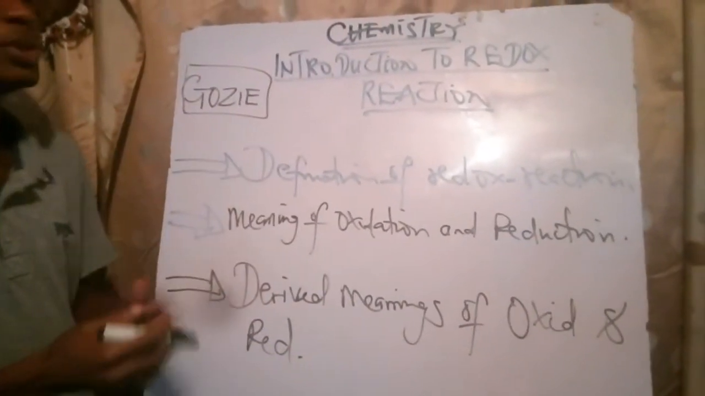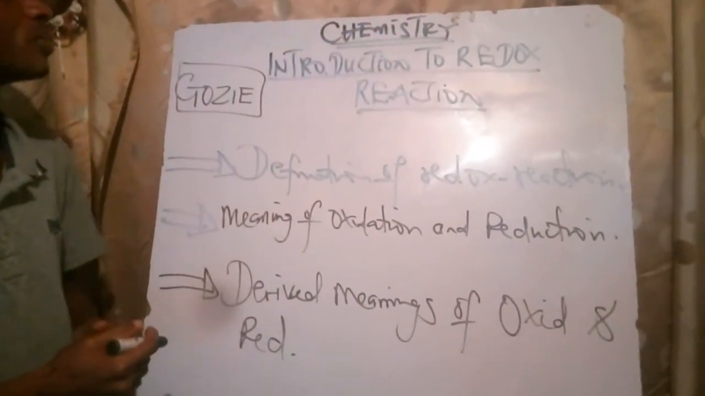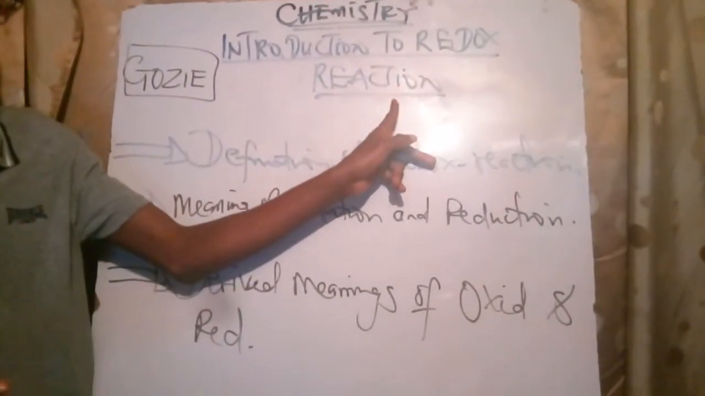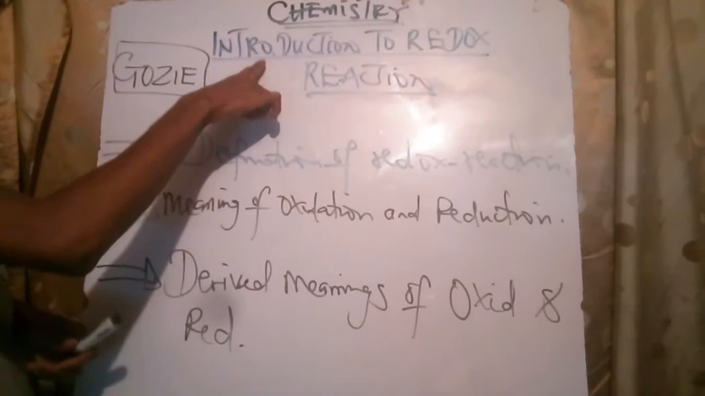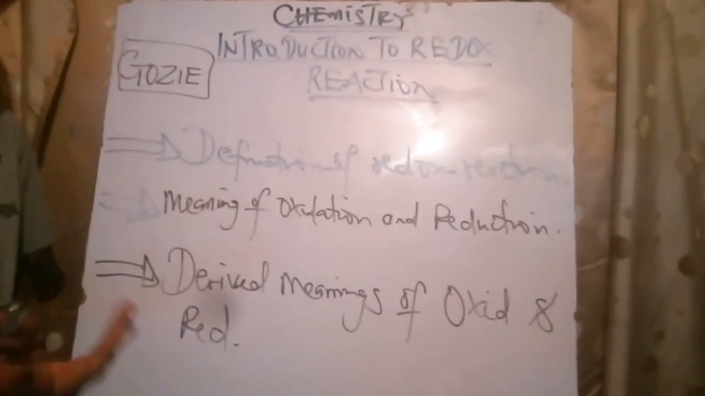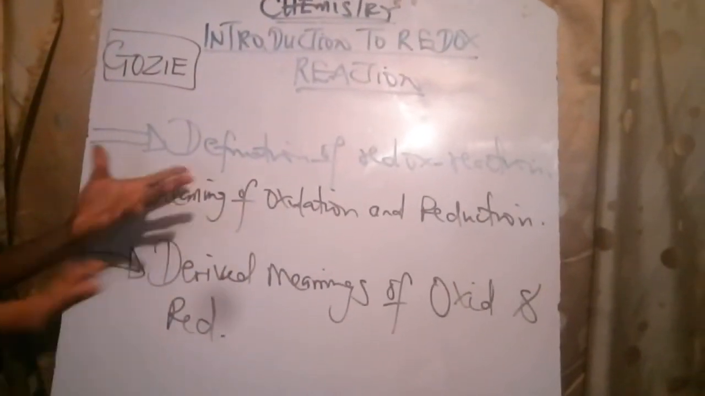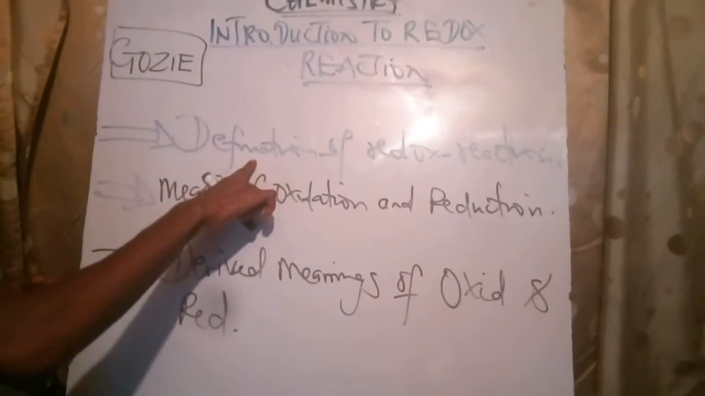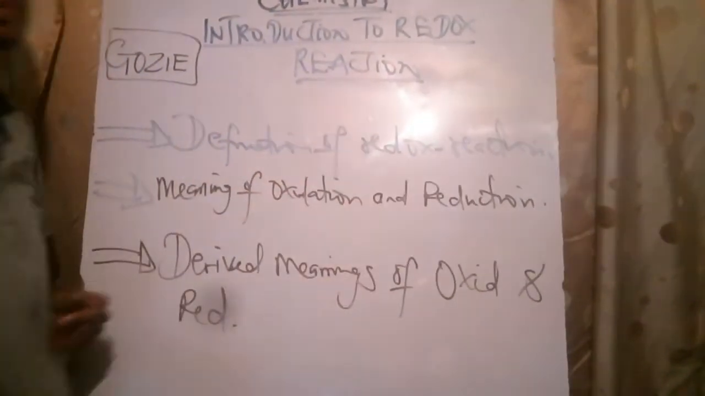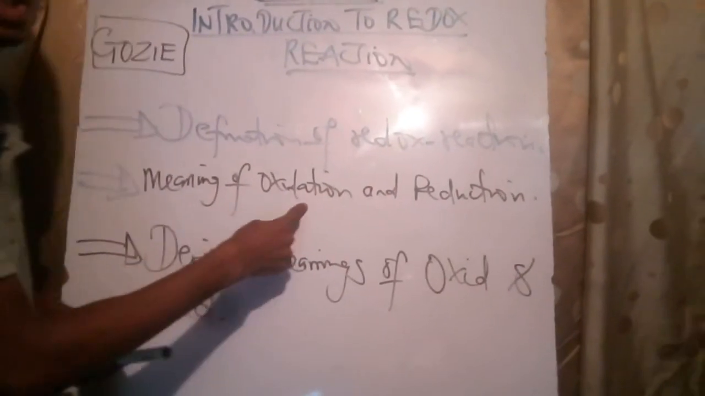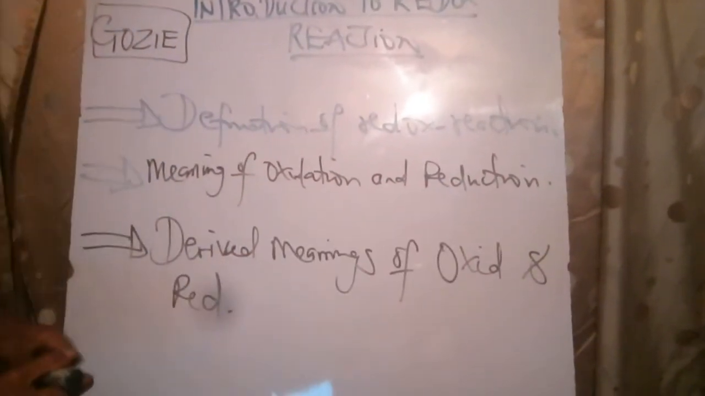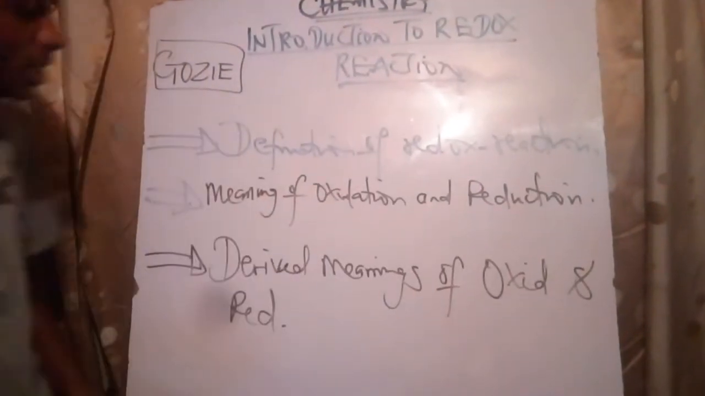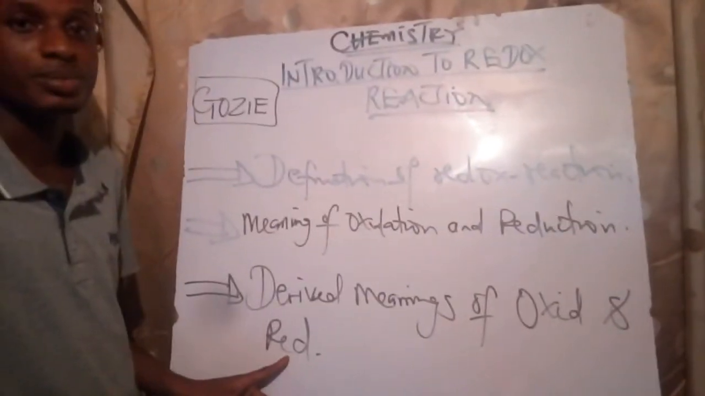In this video, we'll be discussing chemistry, and I'll be showing you something about redox reaction. We'll be looking at the basics, introduction. Now, in this topic, we'll be talking about the definition of redox reaction, the meaning of oxidation and reduction. Then we'll discuss derived meanings of oxidation and reduction.